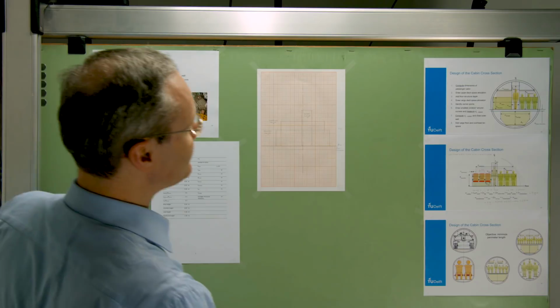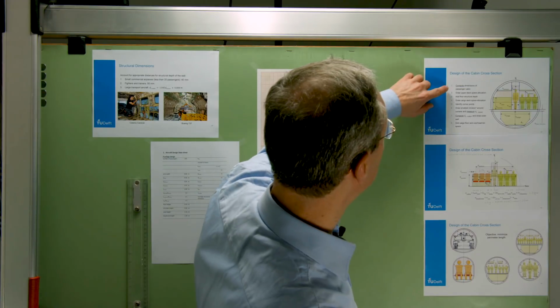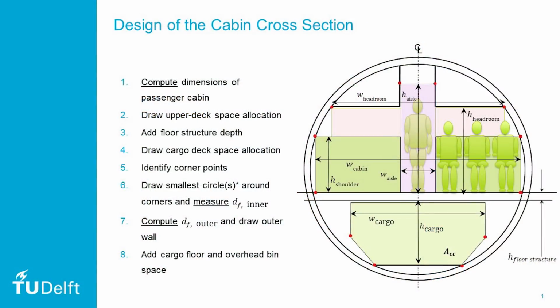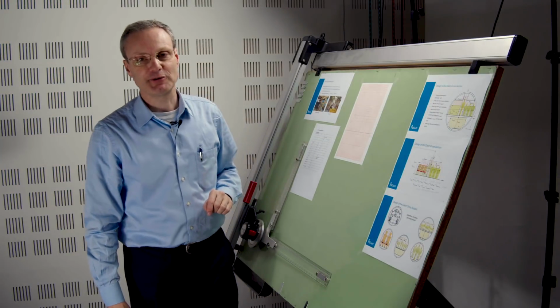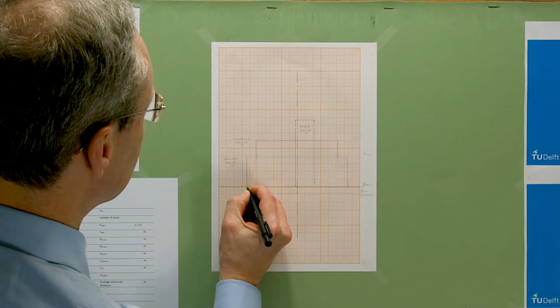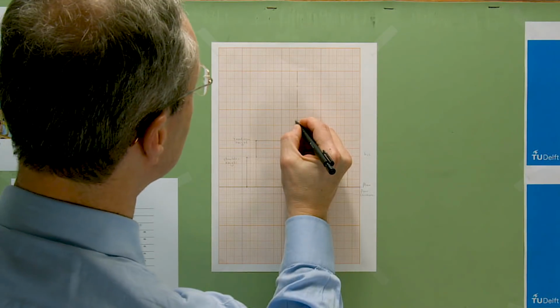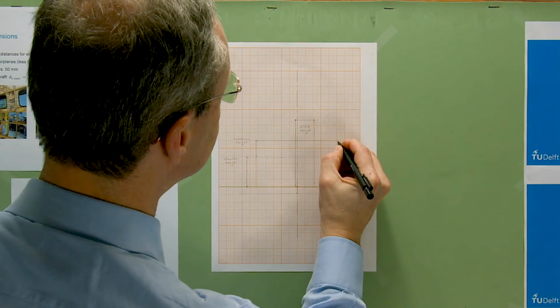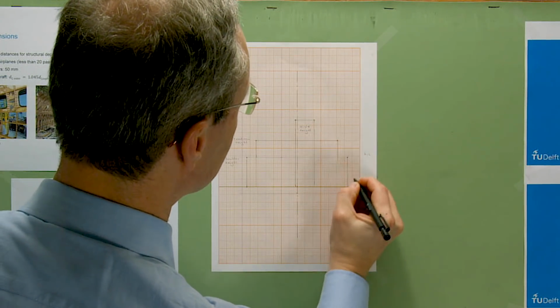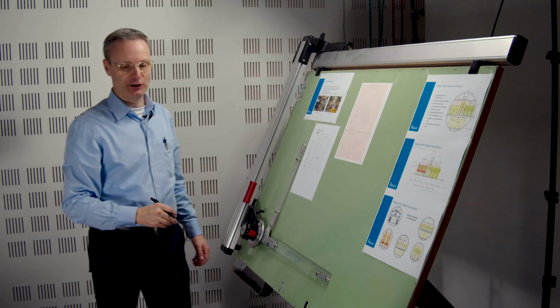The next step, because now we're more or less already quite a bit on our way in our plan, we have the dimensions, we have the upper deck space allocation, we have the floor structural depth, we have, well, in this case no cargo, and that means we're now at step 5. We need to identify the corner points. We have a corner point over here, over here, over here, over here, over here, over here, over here, and over here. And if there was cargo, there would be a couple of corner points down below.